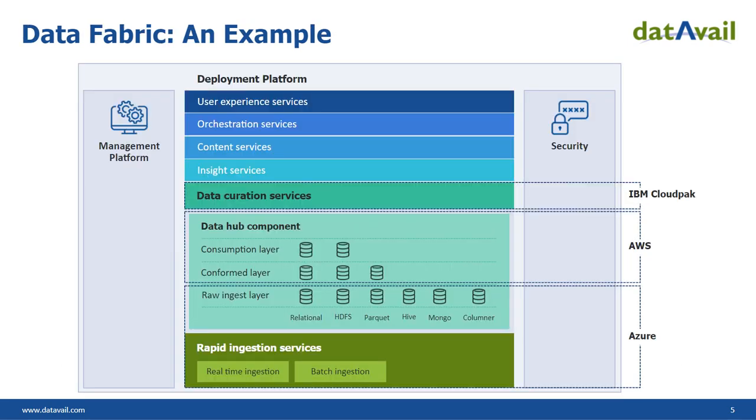What you can actually do, as the following example shows, is bring data together. You have your management platform, your data deployment, your orchestration, your user experience, your content. You may have curation services, and you may have data hub components in AWS. It could be in Azure. It could be in Oracle. But what you're able to do is access the data throughout the organization through the data fabric.